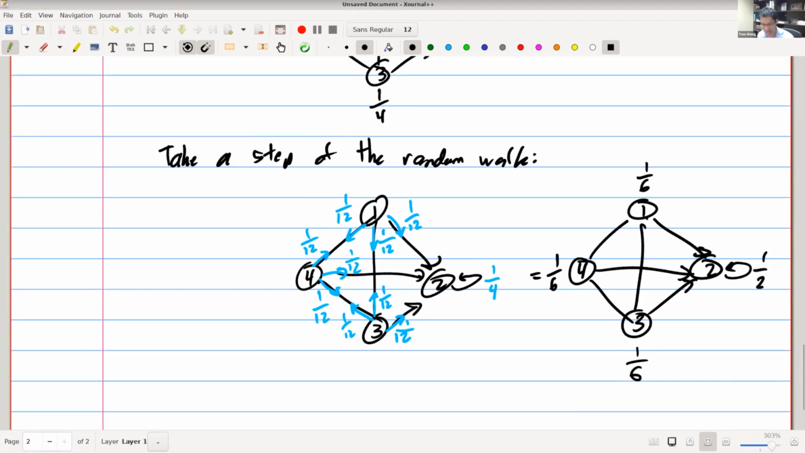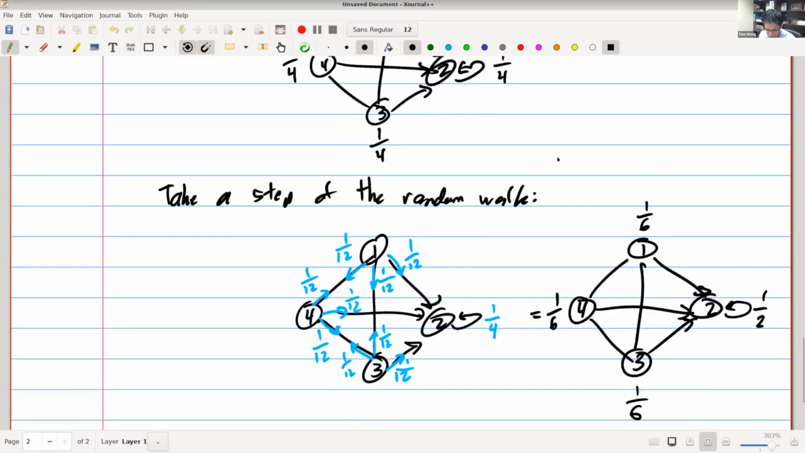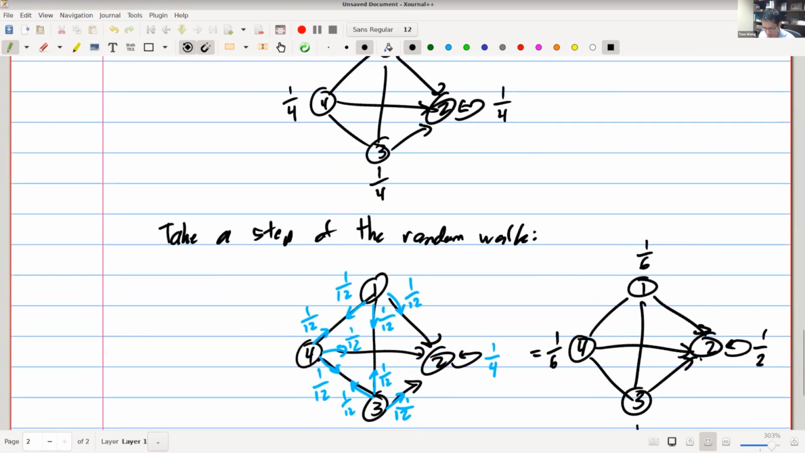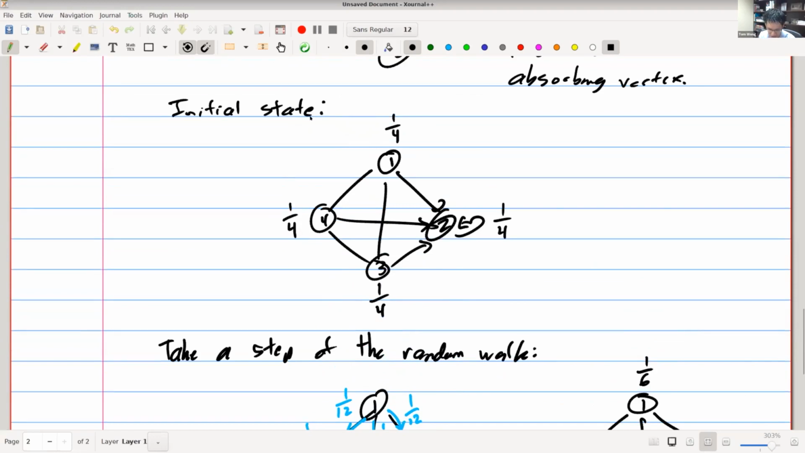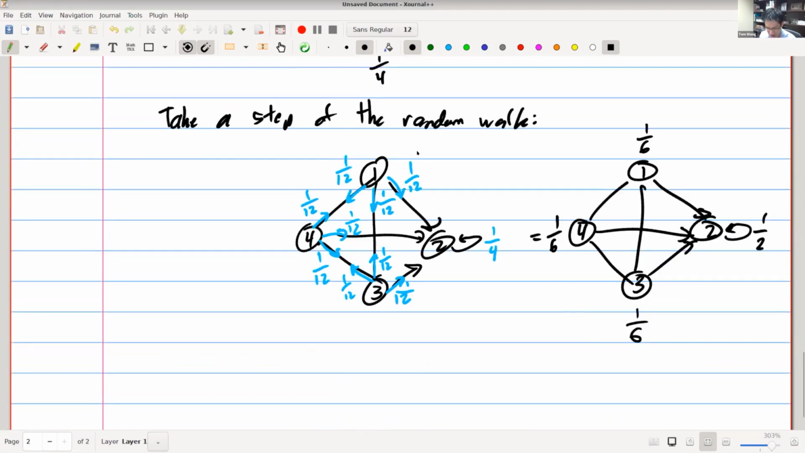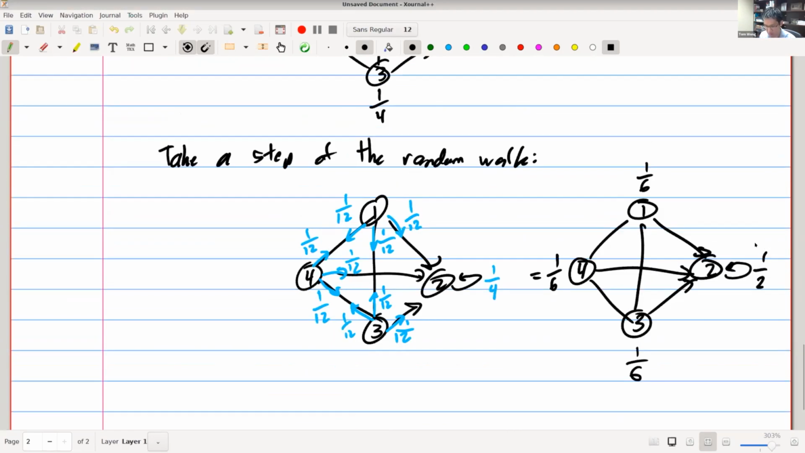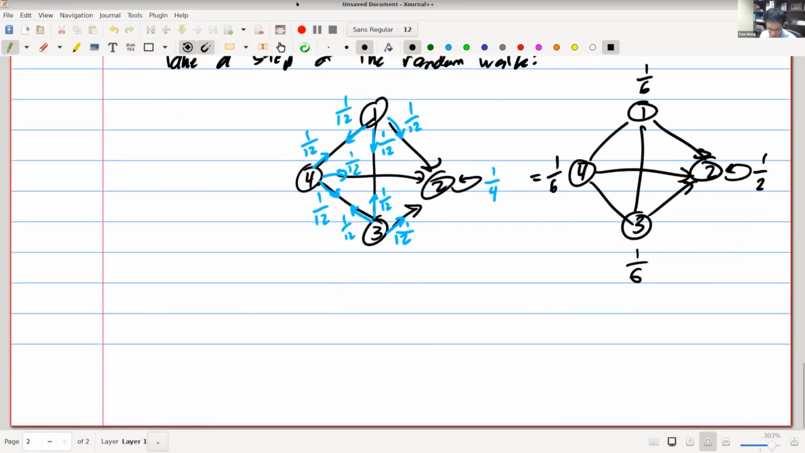So what we see here is that after a step of the random walk, we're now more likely to have found the marked vertex, vertex 2. Because initially, when we started off with a random guess, we had a probability of 1/4 of being at the marked vertex. And now after one step of the random walk, we have a probability of 1/2 of being at the marked vertex. And so we could keep going with this process.